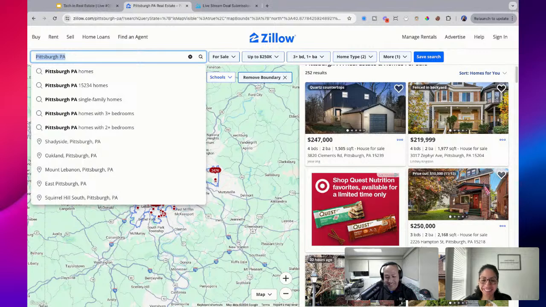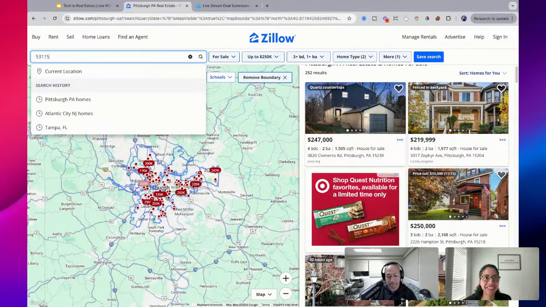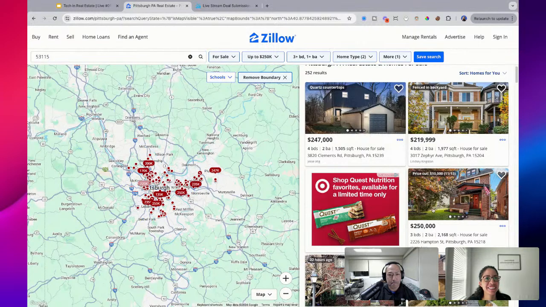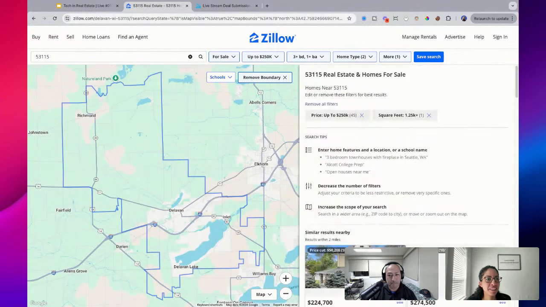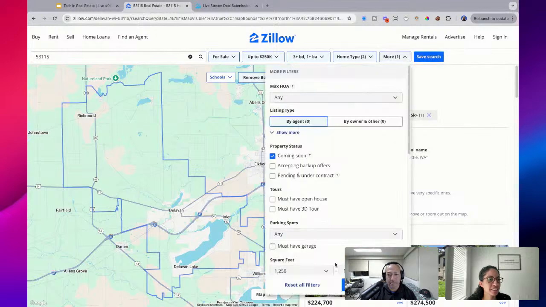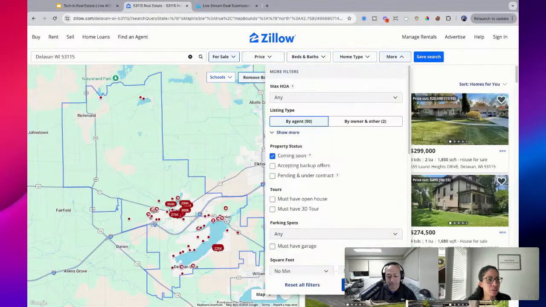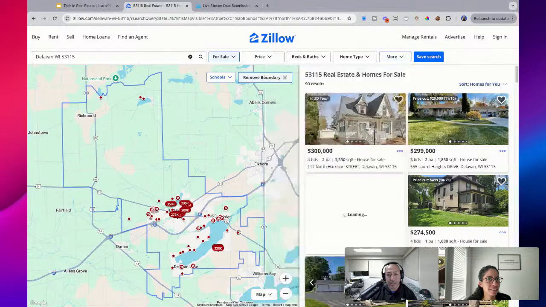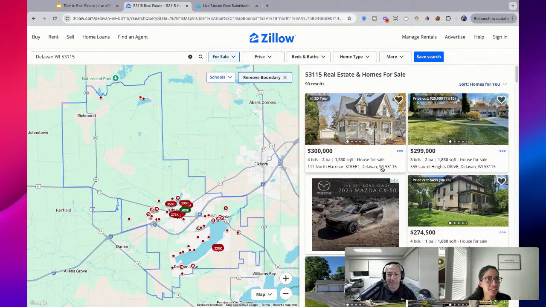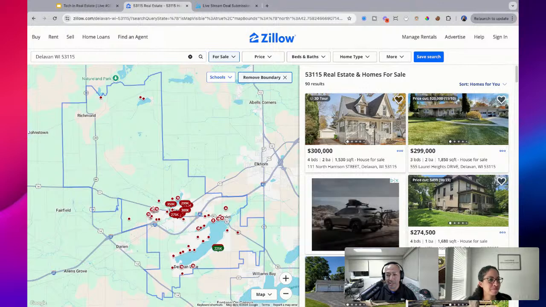All right, I'm going to enter in 5311 5. This looks to be in Phoenix, Arizona. I'm going to reset these filters. Have you ever been to Arizona? I have not. Oh no, this is Wisconsin. Okay. Oh yeah, that's what I thought. Yeah, he's in Wisconsin.